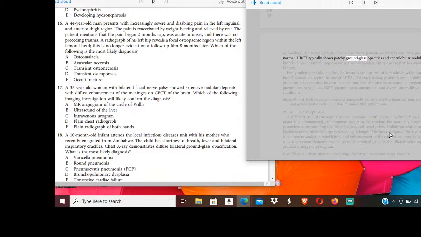HRCT typically shows patchy ground glass opacities and centrilobular nodules. Respiratory bronchiolitis interstitial lung disease is a smoking-related lung disease that has similar imaging features. Perilymphatic nodules and beaded features are features of sarcoidosis, while central bronchiectasis is a typical feature of ABPA. The crazy paving pattern is seen in pulmonary alveolar proteinosis, but can also be seen in mucinous bronchoalveolar carcinoma, exogenous lipoid pneumonia, sarcoidosis, NSIP, pneumocystis pneumonia, and several other diffuse acute conditions.